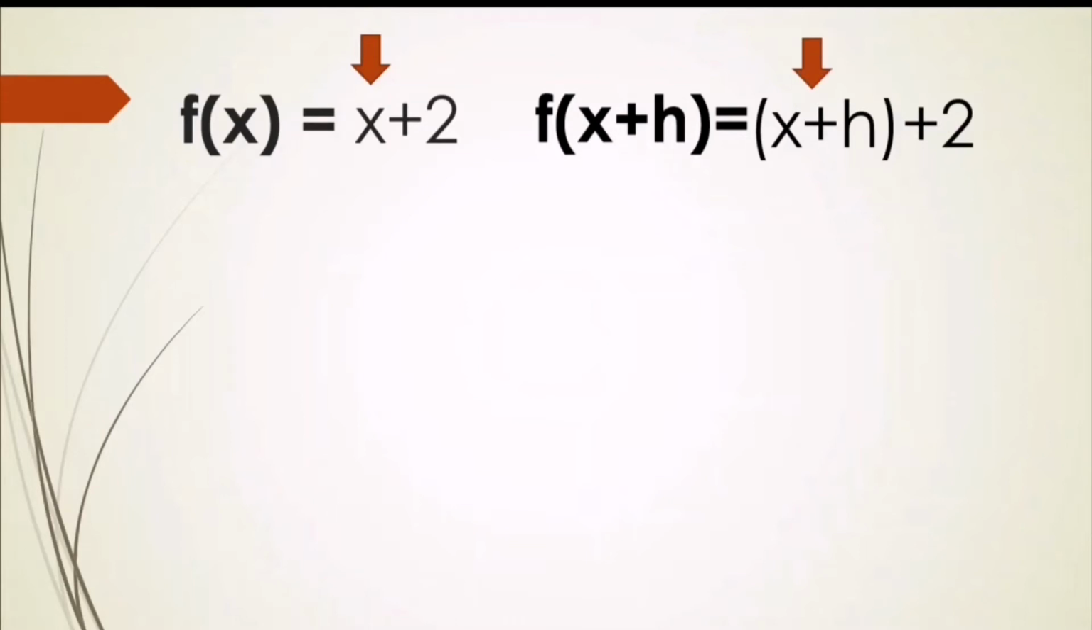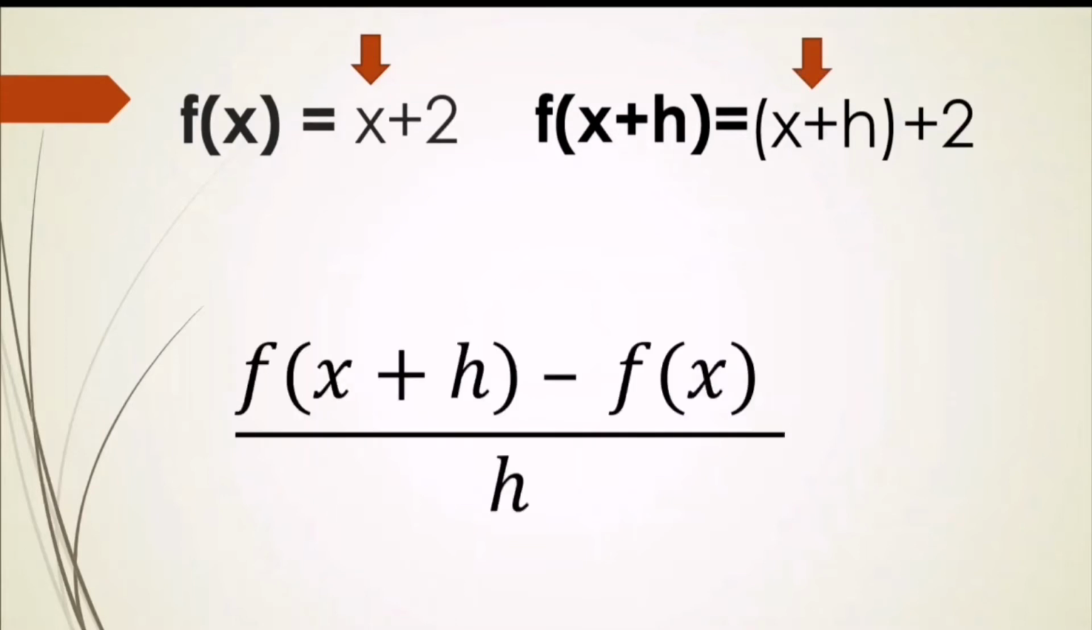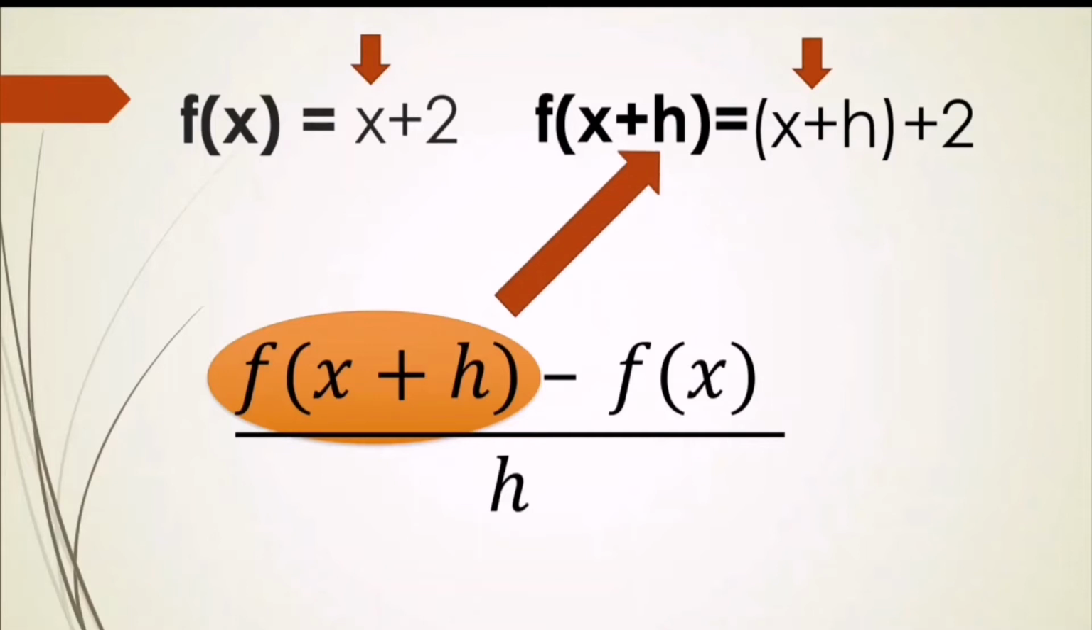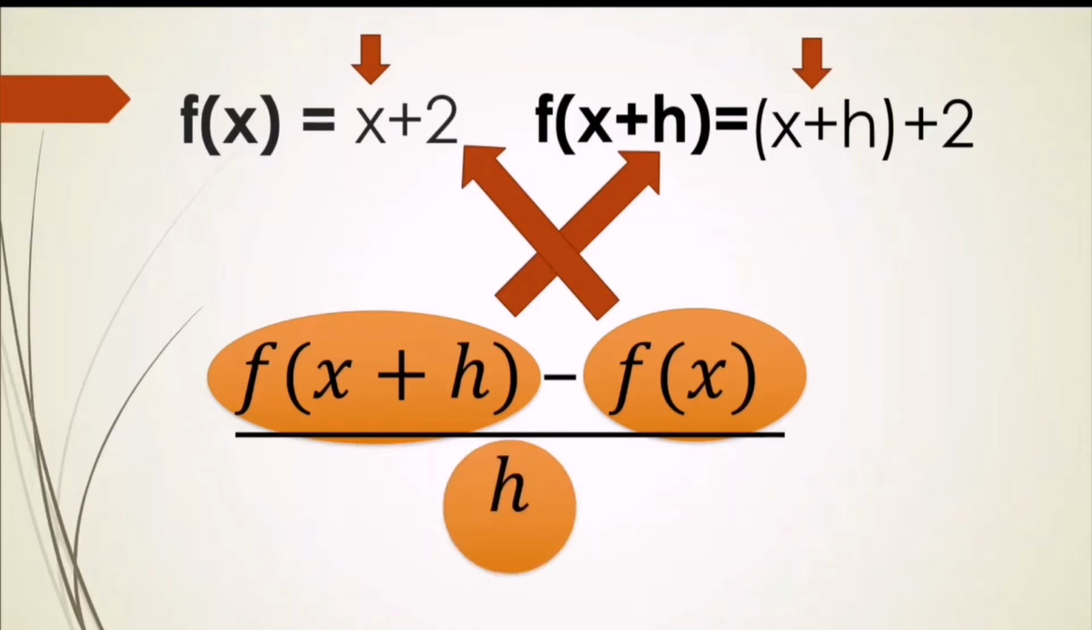And then afterwards, what you will do is to proceed with the formula. First of all, substitute the value f of x plus h is equals to x plus h plus 2. And then minus f of x is equals to x plus 2 all over h. Let us proceed with the computation.